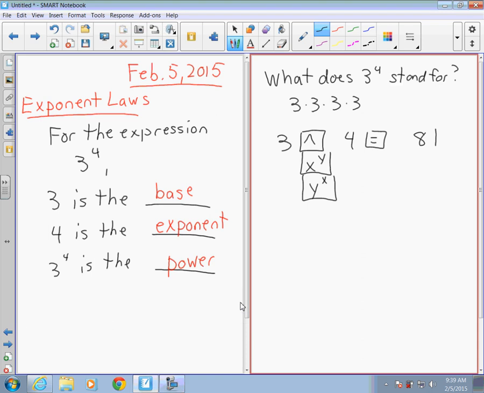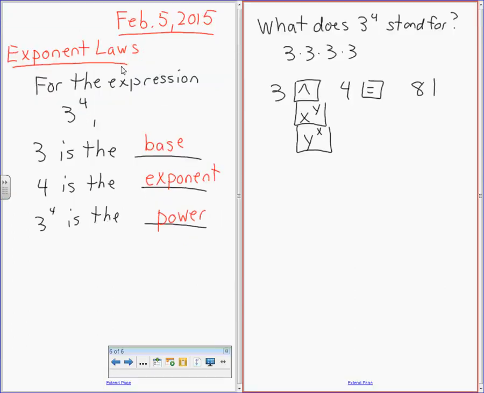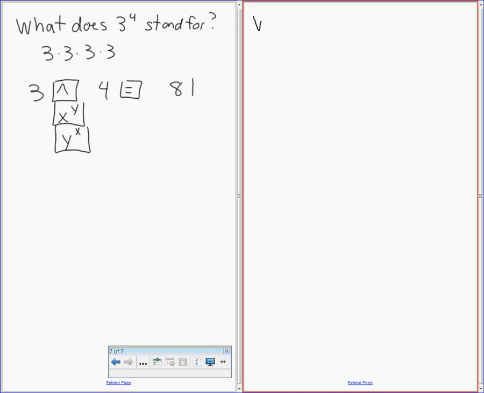So, let's get some of our exponent laws here. So, okay, exponents are the things that are the most difficult for high school students because everything's backwards.